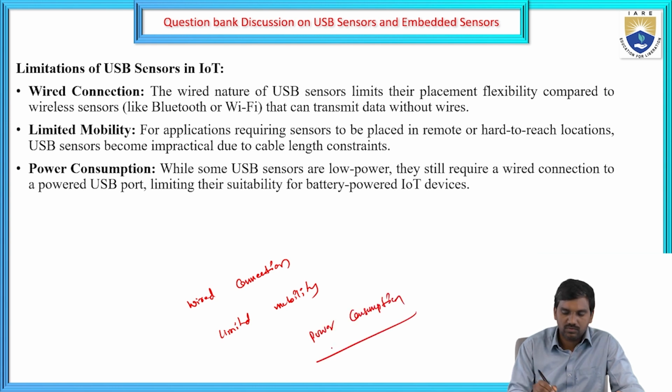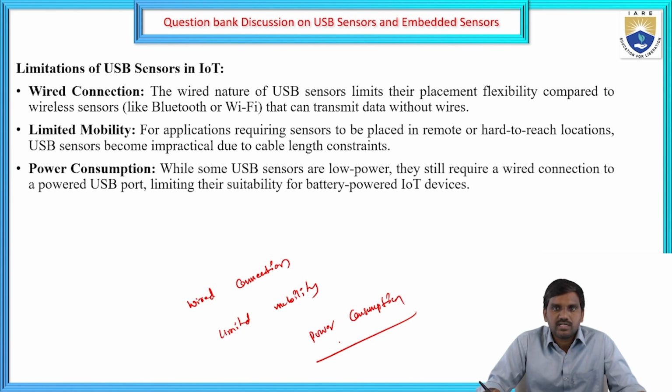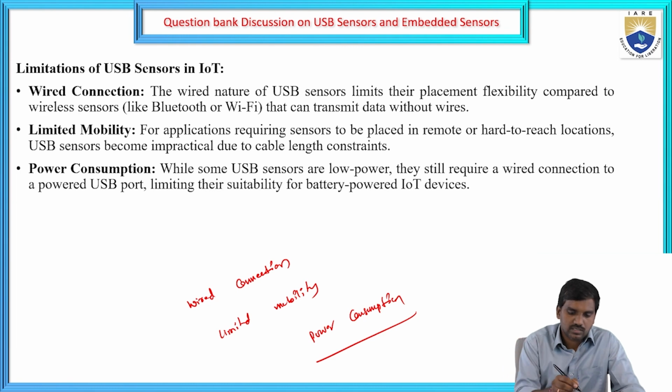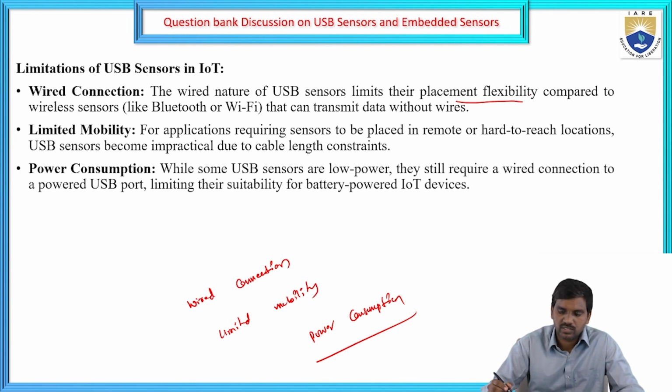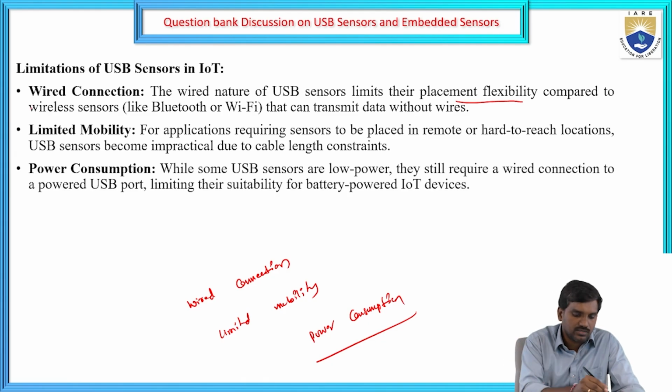In terms of limitations, we have wire connection. Today we are using almost wireless devices to perform our tasks daily. So the wired nature of USB sensors limits their placement flexibility compared to wireless sensors that can transmit data without wires, and limited mobility.